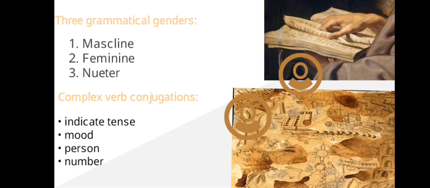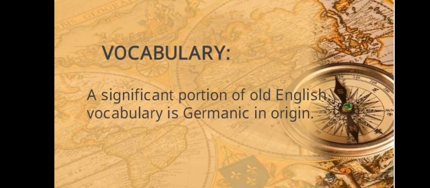So you guys follow. Now let's move on to vocabulary. A significant portion of Old English vocabulary is Germanic in origin. Many words are cognates, words with shared ancestry, with words in German, Dutch, and other Germanic languages. However, the Norman conquest introduced a large influx of French and Latin vocabulary, leading to significant changes in the lexicon.